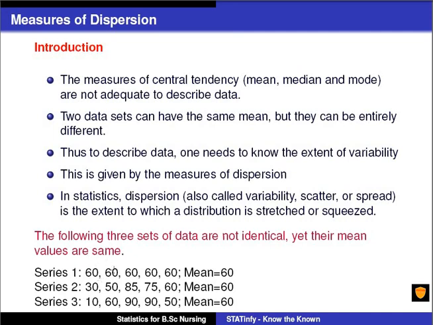In the first series, since all the observations are the same, it means there is no variation within the data. But in the second and third series there is variation within the data, because the observations are not the same; they vary from each other. That is why variation is present in series 2 and 3, and the measures of dispersion tell us about this variability within the data.